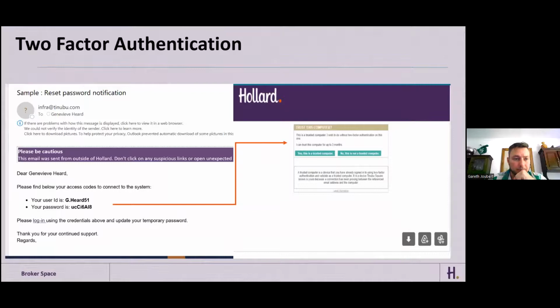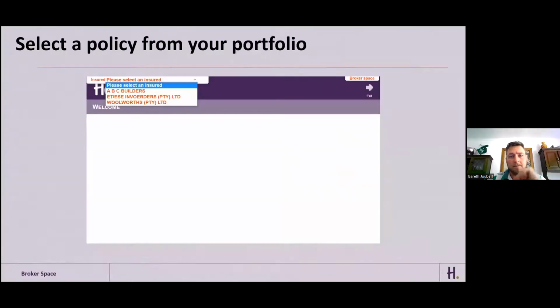From a broker perspective, what will happen is you'll log in at the top here. It'll say broker space, and then you'll be able to select which policy you're working on. If you're going to work on this one or Etiez's or on the Woolworths policy as an example. This is not live. The system's live. These are just screenshots from a test policy or a test broker.